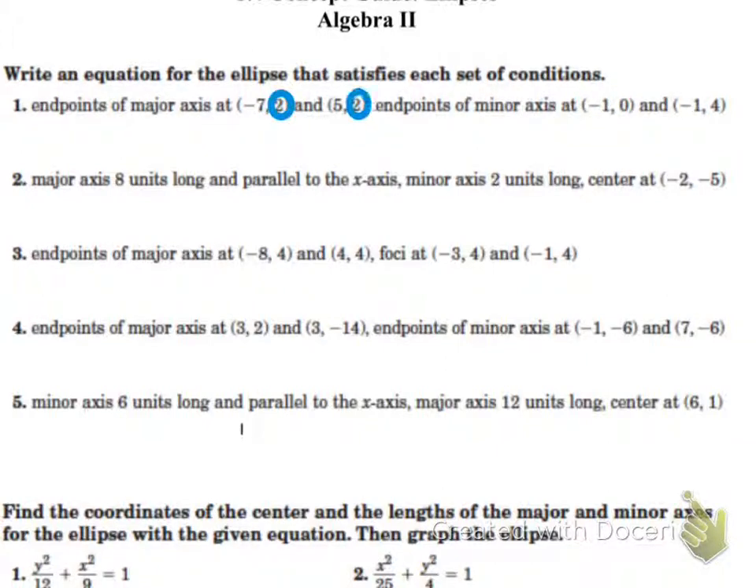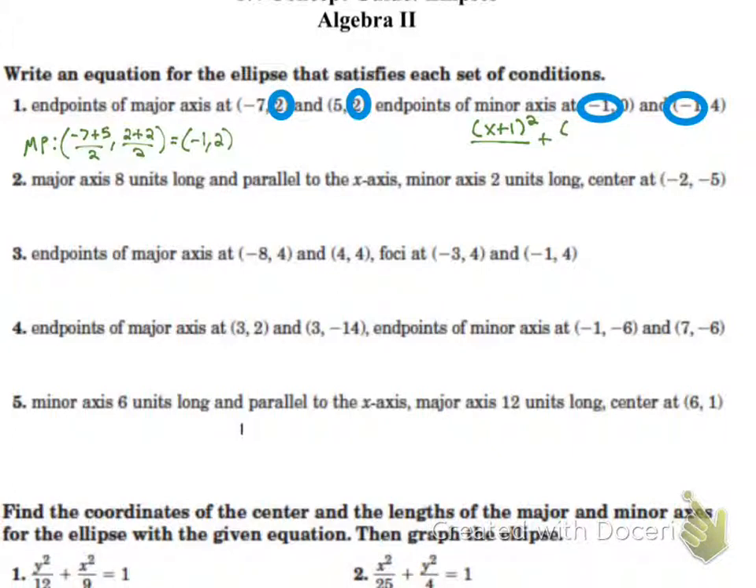That's telling me that my center is going to be -1, 2. I can also do my midpoint formula, which would give me -1, 2, but I like the shortcut better. That always works on ellipses. It provides less work to do. So I know that I'm going to have x plus 1 squared plus y minus 2 squared equals 1. So now I just need to find a squared and b squared.